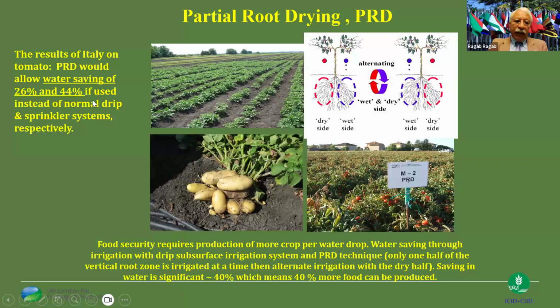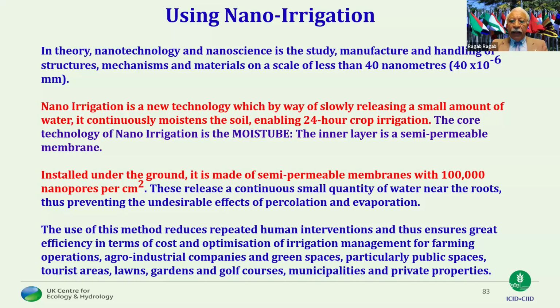And we could save here 26% compared to the normal drip irrigation using a PRD, or 44% of the water if we use sprinkler. That's from the Water for Crops project as well. So another thing came in the recent few years, the nano irrigation.